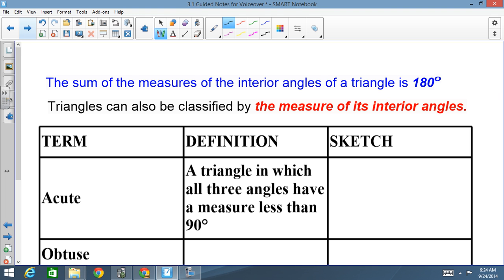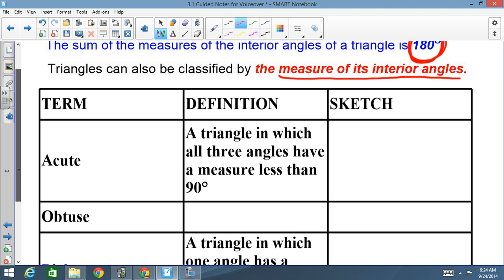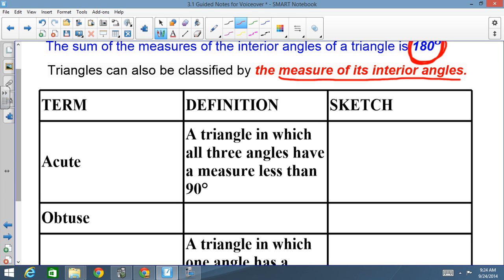The other way that we can classify triangles is by the measure of its angles. Now every triangle has interior angles that add to 180. Alright, so an acute triangle is a triangle in which all 3 angles are less than 90. So a sketch of that, it's really not so important as the sketch as much as what are the angle measures. So let's say this angle is 80 and this angle is 70. Well, 80 plus 70 is 150. We know they need to add to 180, so this angle would be 30. The key is that all three angles are less than 90.